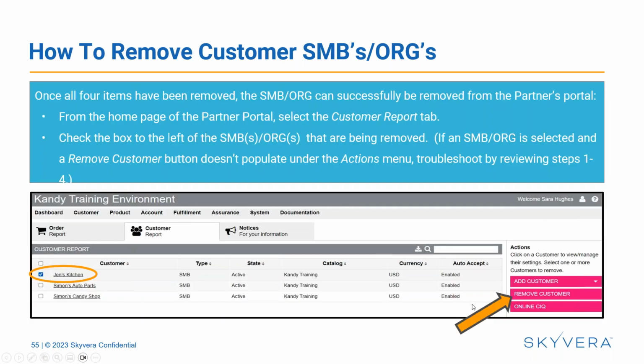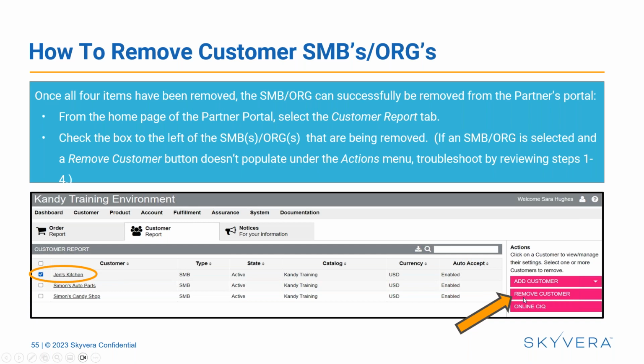Once you've gone through and you've completed all those steps, you do go back out to the partner level. So your partner level, you can go to your customer report. You would then select whichever SMB it is that you're going through to remove. And over on the right-hand side, you should see the remove customer button.